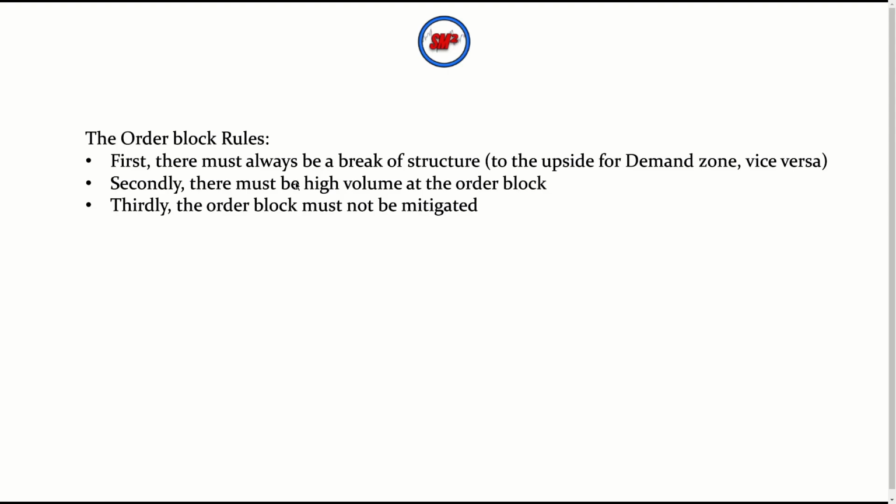This is the most important part of the video, so really listen in here. First of all, with the order block rules, there must always be a break of structure to the upside for a demand zone, and vice versa, to the downside for a supply zone. I'm just going to show you guys that right here.